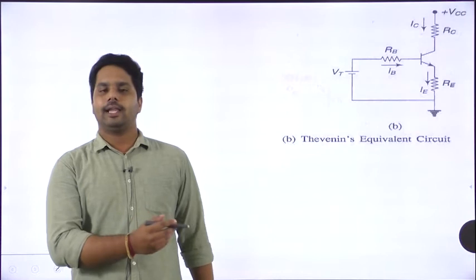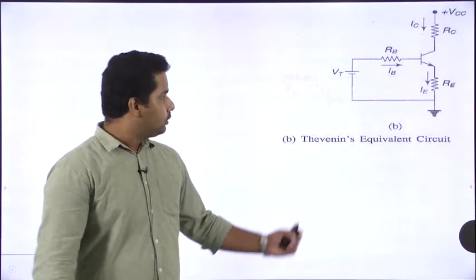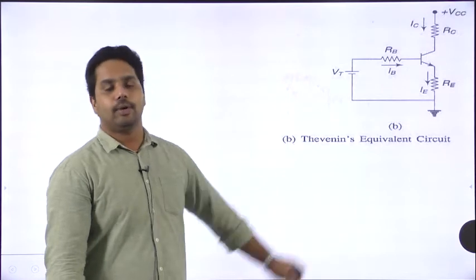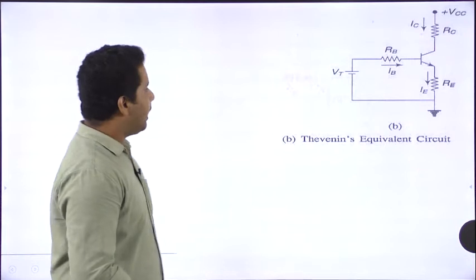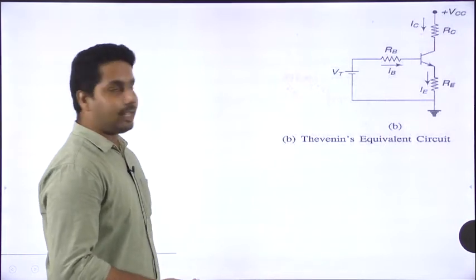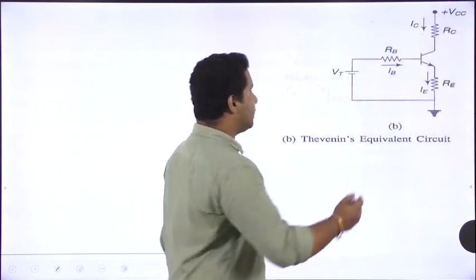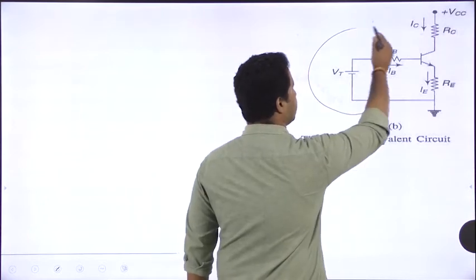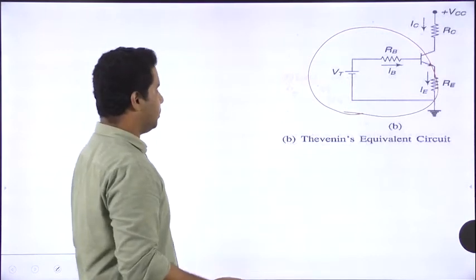Now our analysis is very simple. I have to obtain what? The expression for IB. For this circuit, it is very easy to apply the analysis. So what I have to get? I have to get IB. For that purpose, first I have to apply KVL in the input loop, Kirchhoff's voltage law.